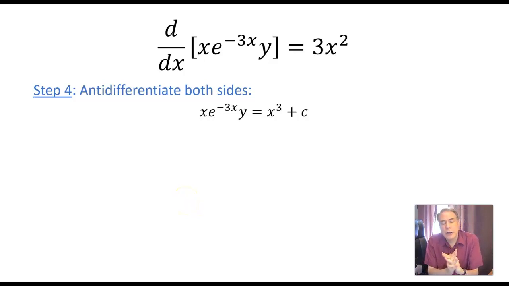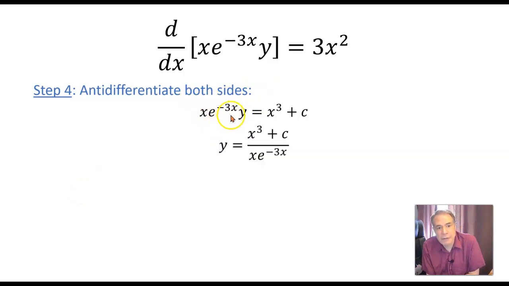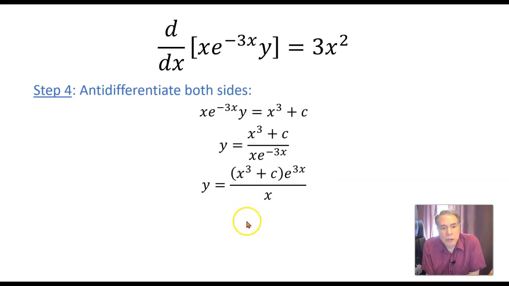But it would be a little nicer if we got the y by itself, got this solved for y. That's easy enough to do. Just divide through by x e to the negative 3x. And dividing by e to the negative 3x would be the same as multiplying by e to the positive 3x. So this might look a little more elegant if we put it as x cubed plus c times e to the 3x over x. And there's things you could do to mess around with that a little, other slightly different forms you could put it in. But there, we're basically done. That is the solution.